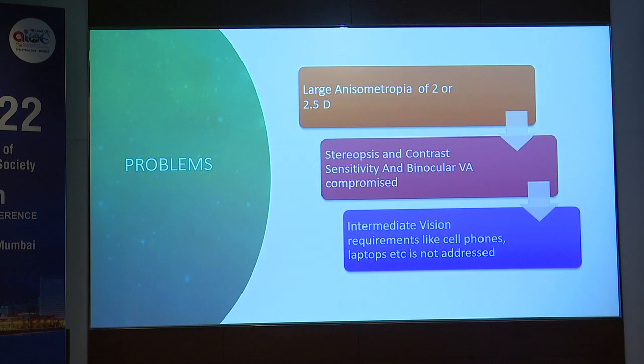Now the problems that occurred with monovision were, in the past there was a large amount of anisometropia, where we were aiming at 2 to 2.5 diopters of anisometropia between the dominant and the non-dominant. Stereopsis, contrast sensitivity and binocular vision were obviously compromised, and the most important thing was we were targeting distance and near, but the intermediate, which most of us need today because of our screen times, was getting affected definitely.